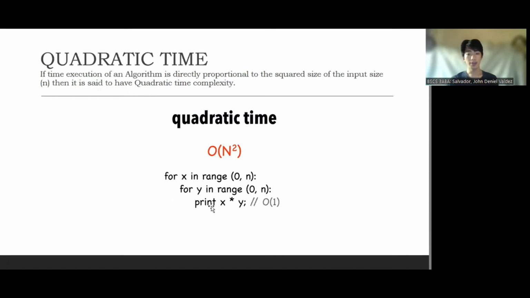Kagaya nito, example, nested for loop. Ipiprint niya tong x times y with the number of times, tapos itong for loop na to, i-execute niya din with the number of times. So, doble. Makita natin na mag-execute lang yung print statement ng n times n kasi nasa nested for loop tayo. Kaya ang time complexity natin ay Big O of n squared.